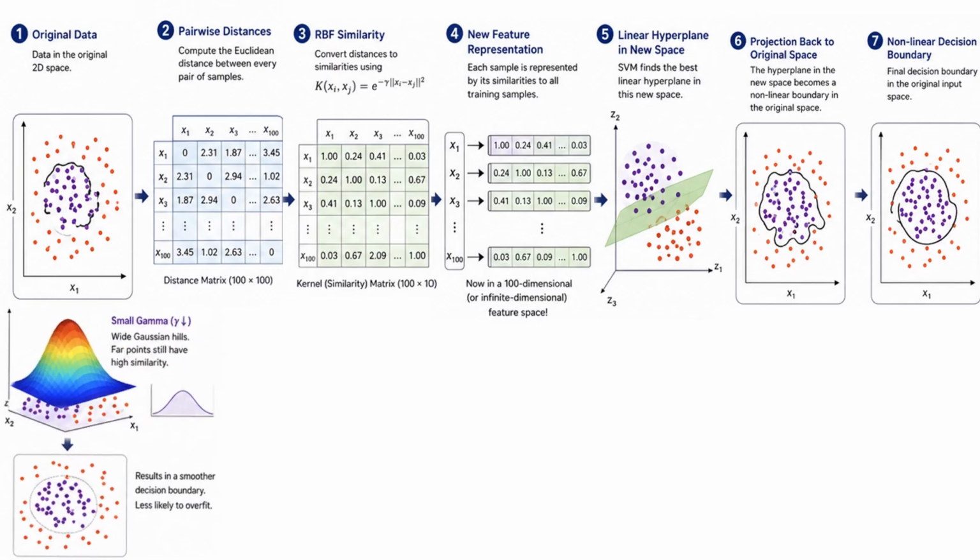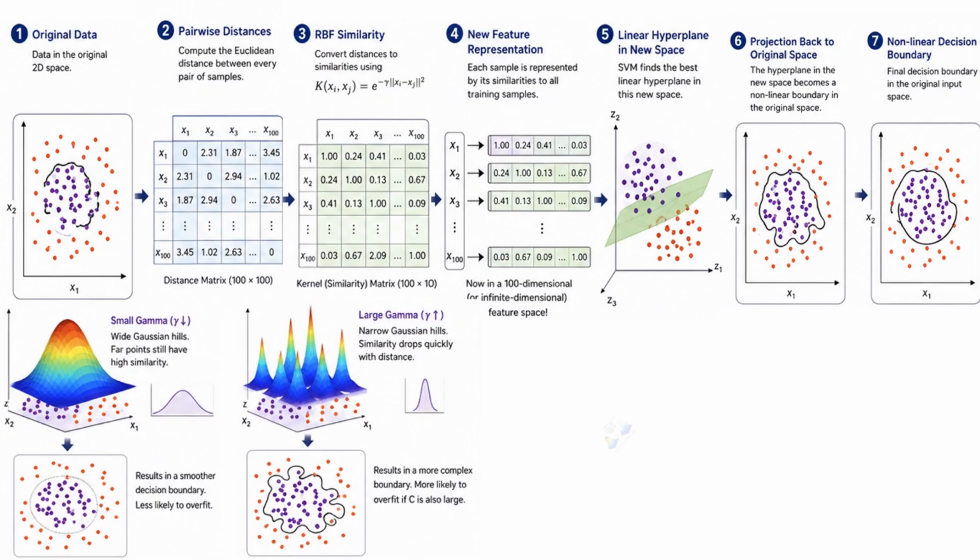Now let's look at the role of gamma. Gamma controls how quickly similarity decreases as distance increases. With a small gamma, each Gaussian function is wide. That means even relatively distant samples can still influence each other, creating a smoother decision boundary. With a large gamma, each Gaussian becomes narrow and sharp. Similarity then drops very quickly, so each sample mainly affects a very small neighborhood around itself. This gives the model enough flexibility to create highly detailed and irregular boundaries.